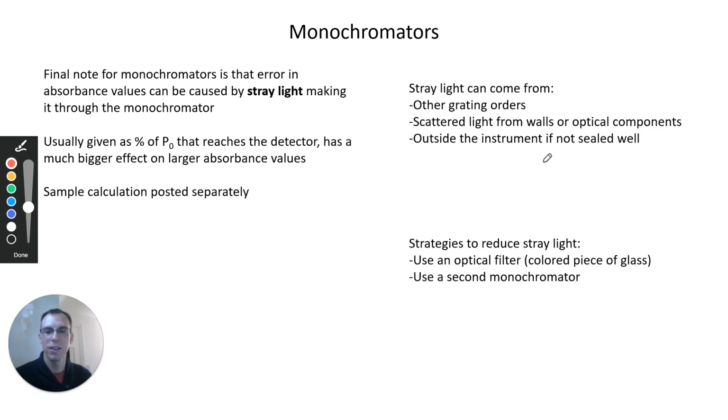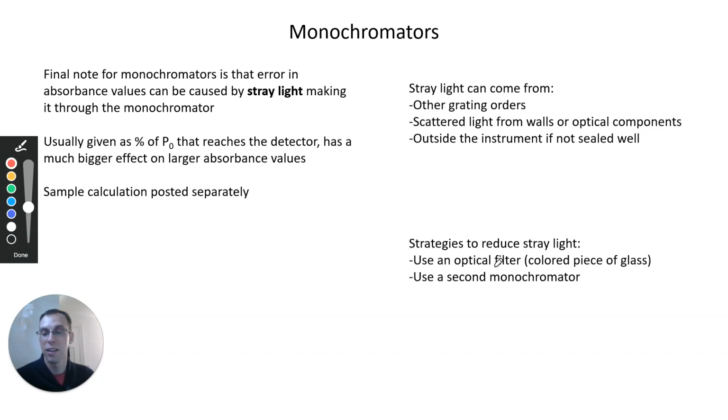Now, some ways we can try to eliminate or at least reduce stray light. One is to use an optical filter. If we have a piece of glass that only lets specific colors of light through, even if something makes it through in, say, a different grating order, it won't make it through the filter. If you know you're measuring something within a specific narrow range of wavelengths, you can use this filter, or you can even automatically have it placed and removed for specific wavelengths, with a mechanical arm in your spectrometer.